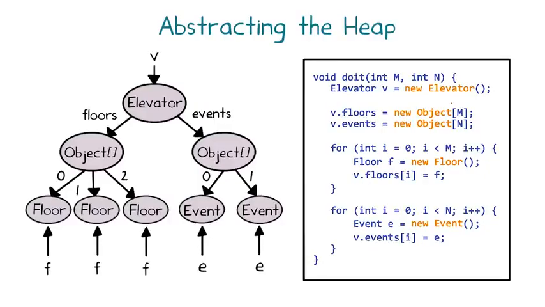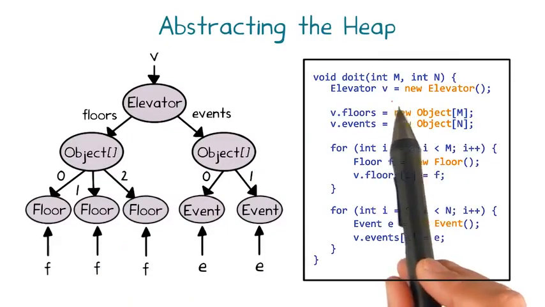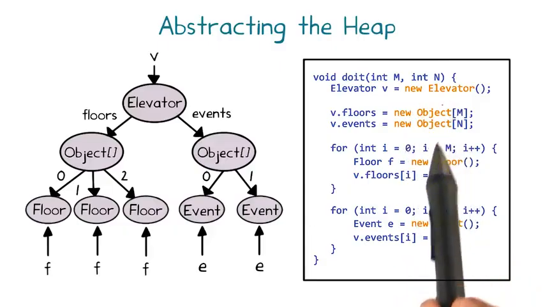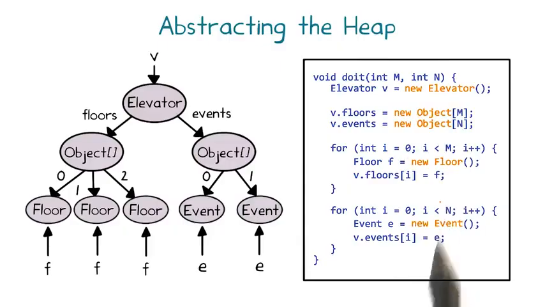This run of the elevator program created only 3 floors and 2 events, but a pointer analysis must be able to reason about each run of this program with m floors and n events for any value of m and n. Pointer analysis achieves this by abstracting the heap. There are many possible schemes to abstract the heap, each of which strikes a different trade-off between precision and efficiency. One of these schemes abstracts objects based on the site at which they are allocated in the program. We will look at other schemes later in this lesson.